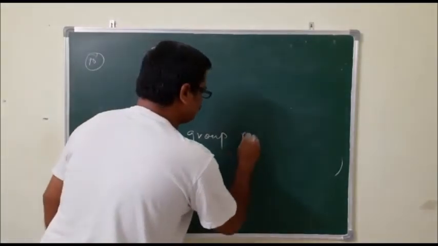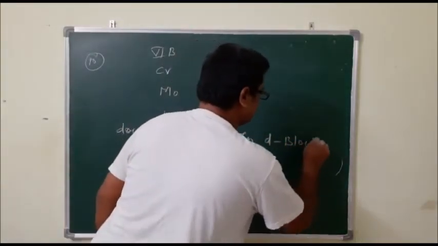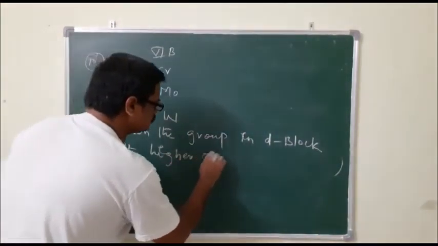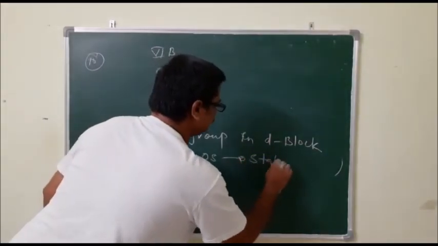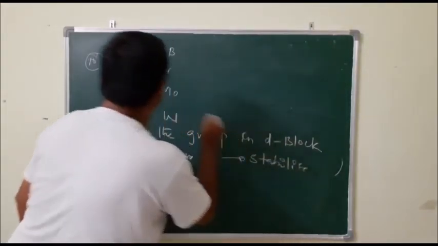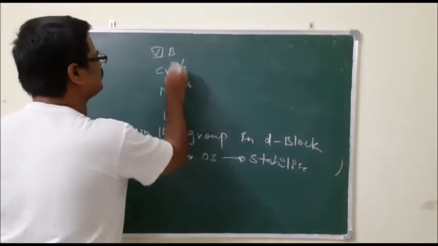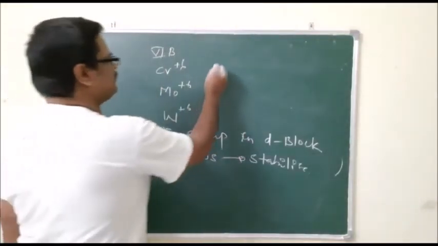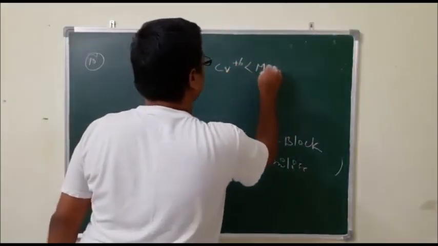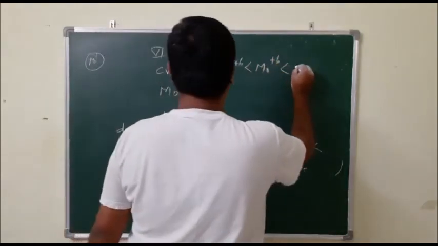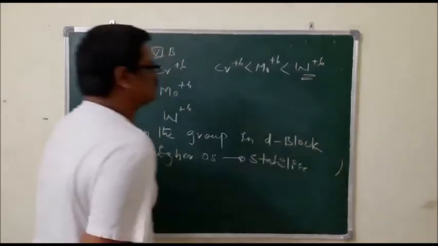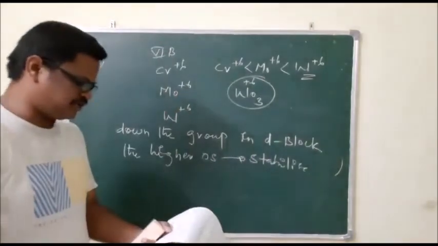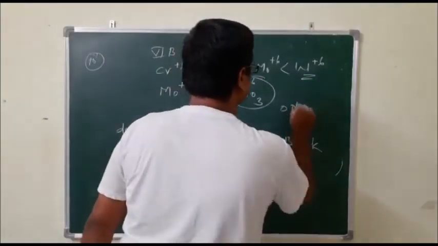in the d block, the higher oxidation state stabilizes. These three show plus 6 oxidation state, because it is 6B, the highest oxidation state plus 6. Down the group, the highest oxidation state stabilizes. Compared to chromium, molybdenum plus 6 is stable. Compared to molybdenum, tungsten plus 6 is stable. So tungsten plus 6 means WO3. So option 1 is correct.